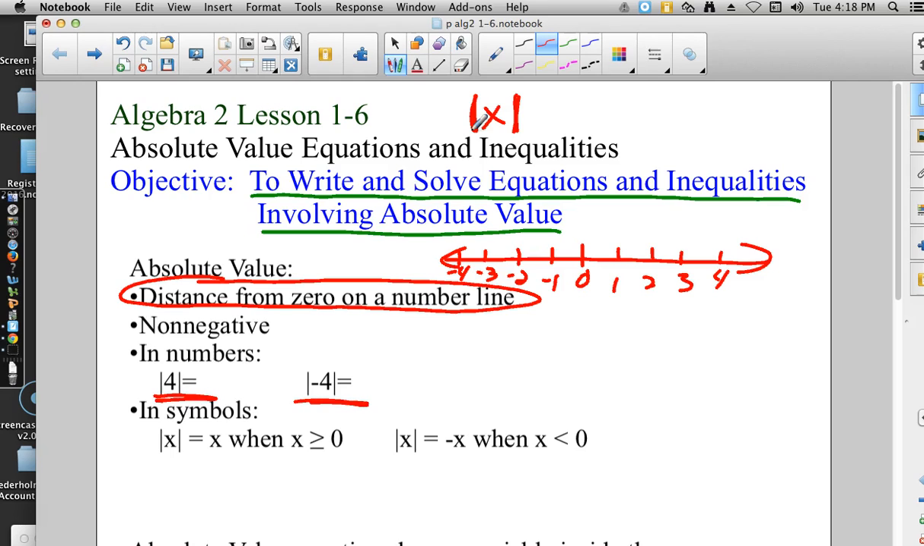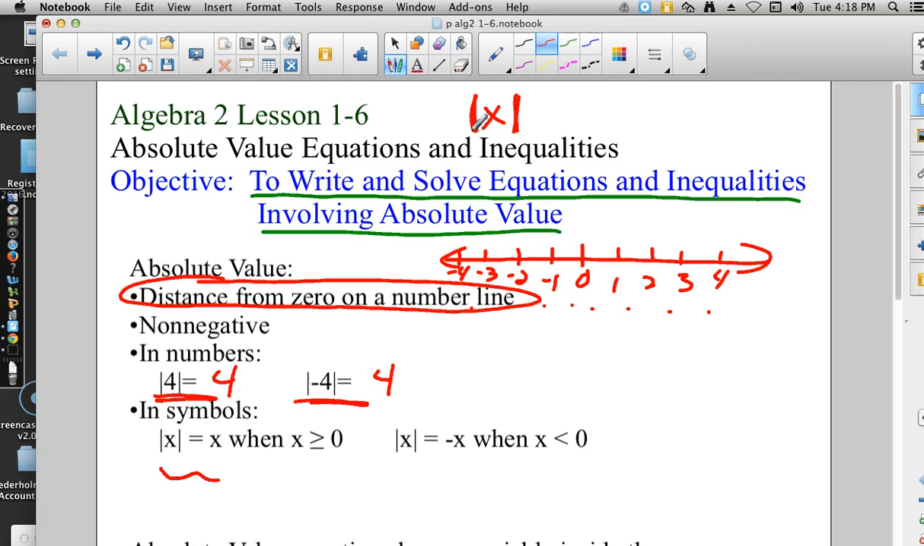So if we look at this problem that they have right here in this next position, in numbers, they want to know what's the absolute value of 4. Well, it's 4, because it's 1, 2, 3, 4 units away from zero. But what is the absolute value of -4? 1, 2, 3, 4 units away from zero. So it's always going to come out positive.